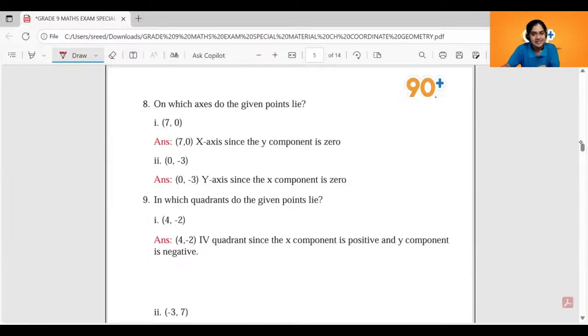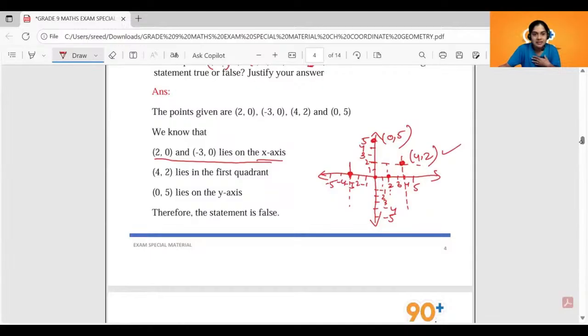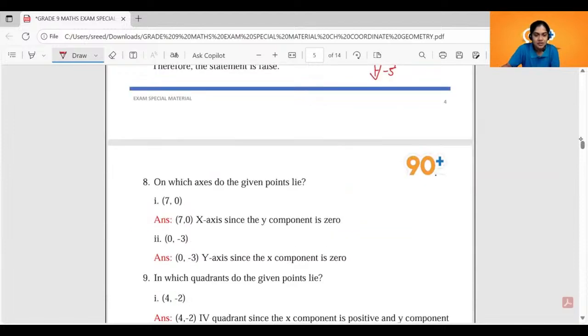On which axis do the given points lie? From the previous question itself, we got to know that when the y coordinate is 0, the point lies on the x-axis, right? So here, the first point is (7, 0). The y coordinate is 0. That means this point lies on the x-axis, since the y component is 0.